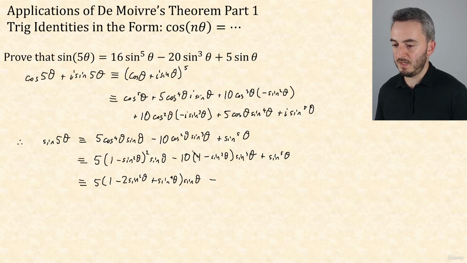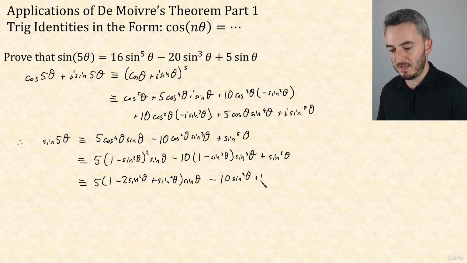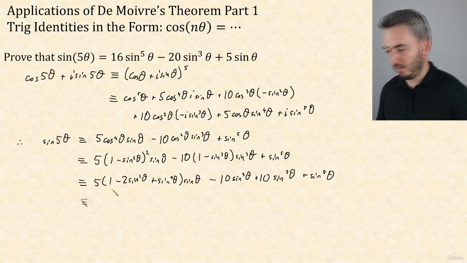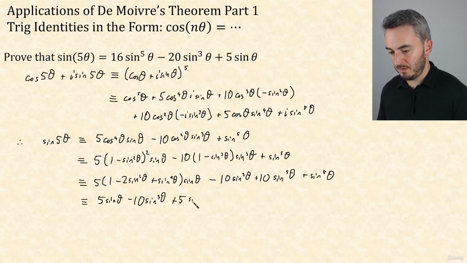Then we've got minus 10 times 1 times sine cubed theta, so that's minus 10 sine cubed theta. The minus 10 times minus sine squared theta times sine cubed theta is plus 10 sine to the 5 theta, plus sine to the 5 theta. This one expands to 5 times 1 times sine theta, so 5 sine theta. Then it's minus 10 sine cubed theta plus 5 sine to the 5 theta, plus the dot dot dot, all the rest of this stuff.